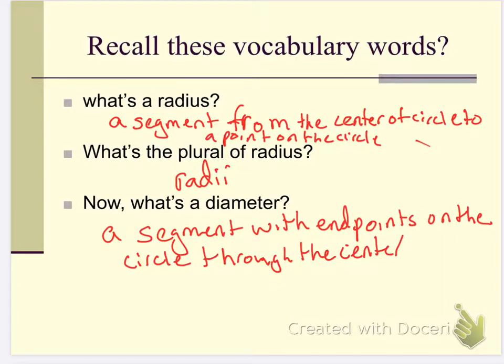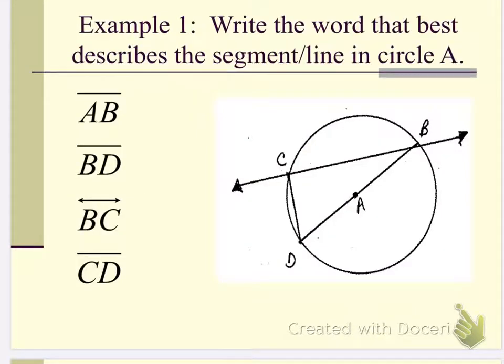Okay, let's get going. So here we want to write the word that best describes the segment or line in the circle. So we're going to start with AB. Well, AB, you see, is right here. Starts at the center. It's a segment. Ends on the circle. We know that's going to be a radius. Okay, our next one up is going to be, let me change colors to do this. BD. BD is right here. Goes endpoints on the circle, go straight through the center. That means it has to be a diameter.